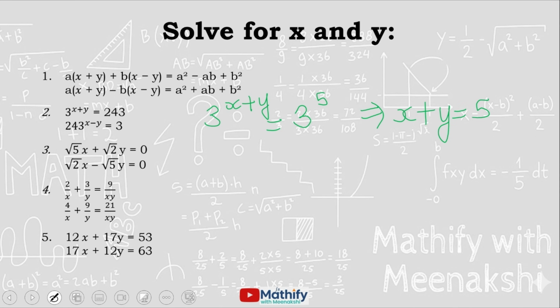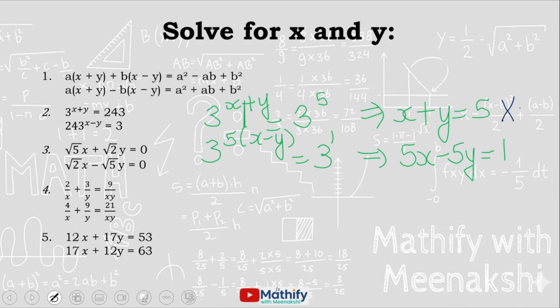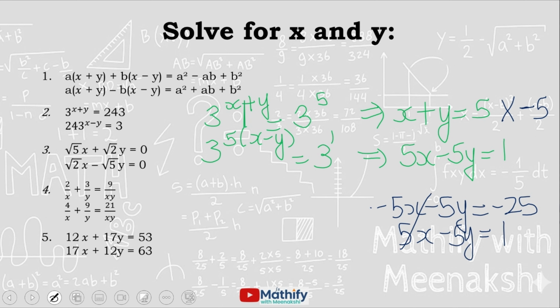Now just focus on the second. Again 3 raised to the power 5x minus y is equal to 3 raised to the power 1. So from here we can write that 5x minus 5y is equal to 1. Now we have to solve these two equations. So what we can do is simply multiply this by minus 5. So my first equation is minus 5x minus 5y is equal to minus 25 and second is 5x minus 5y is equal to 1. So this you can cancel.